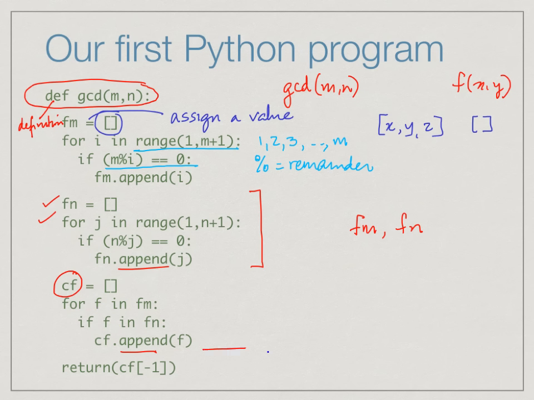So after this, we have computed cf. And now we want the rightmost element. So this is just some Python syntax which you'll see, which says that if you start counting from the left, then the positions in the list are numbered 0, 1, 2, 3, 4. But Python has the shortcut which says if you want to count from the right, then we count the numbers as -1, -2, and so on. So it says return the -1th element of cf, which in Python jargon means return the rightmost element.